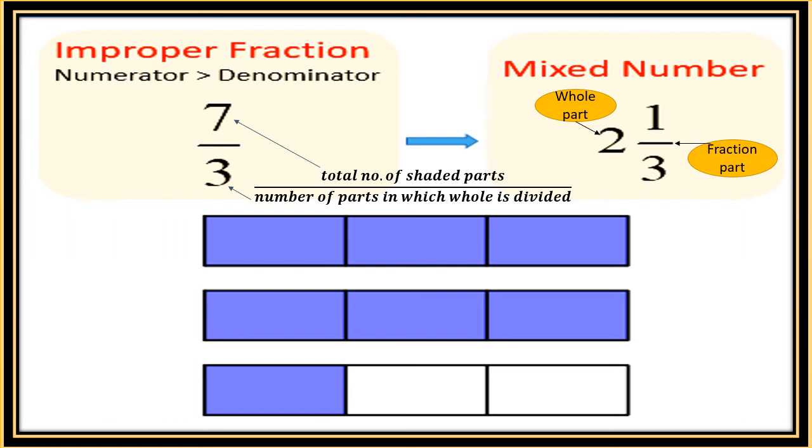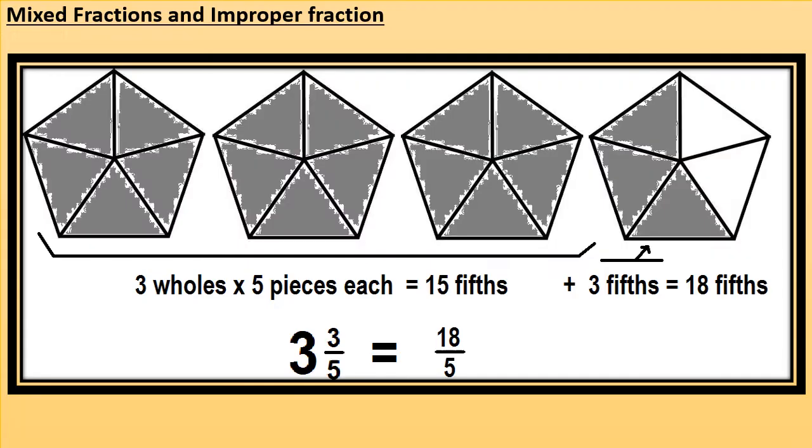That is, one part out of 3 parts is shaded. So the whole part will be 2 and the fraction part will be 1 by 3. So the mixed fraction of this image is 2 and 1 by 3.